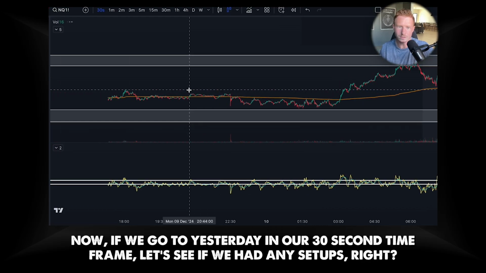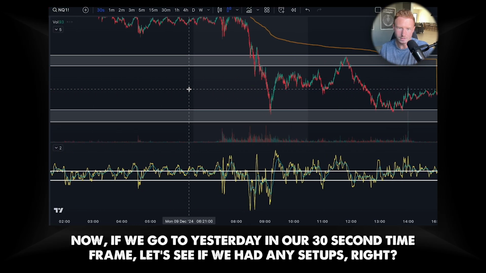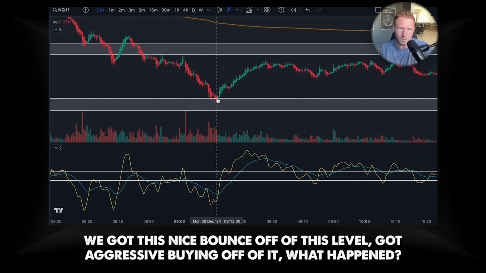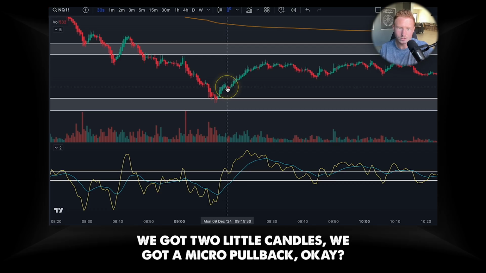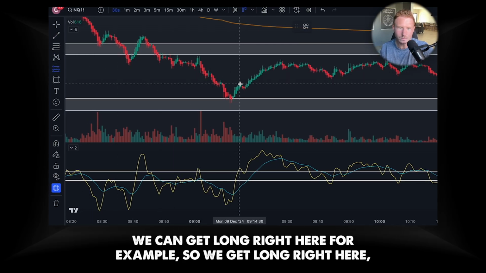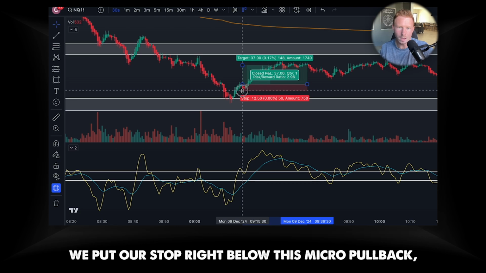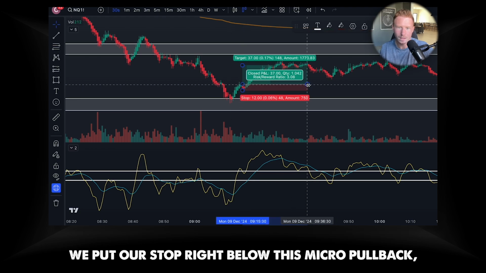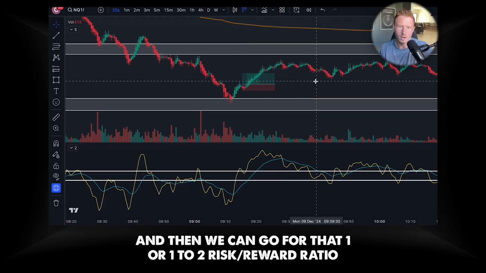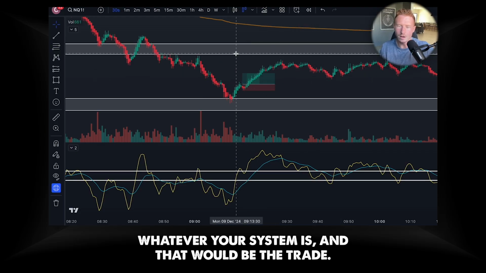Right now, if we go to yesterday in our 30-second time frame, let's see if we had any setups. Right? Well, look what happened. We got this nice bounce off of this level, got aggressive buying off of it. What happened? We got 2 little candles. We got a micro pullback. Okay. What happened? Buyers immediately step back in. We can get long right here, for example. So we get long right here. We put our stop right below this micro pullback, and then we can go for that 1 or 1 to 2 risk reward ratio, whatever your system is. And that would be the trade.